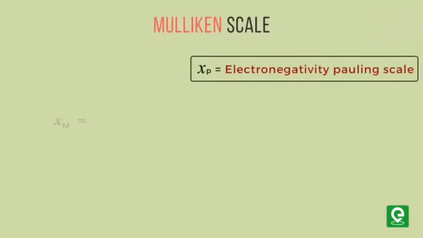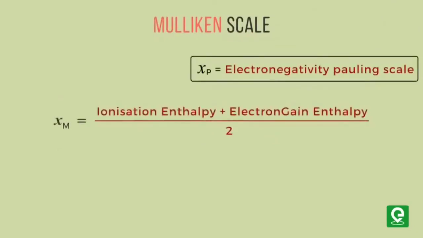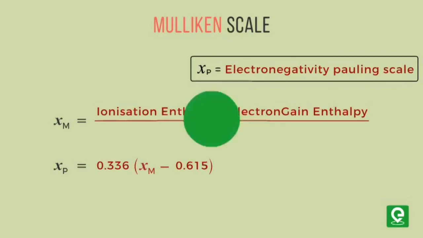Mulliken scale. Mulliken suggested that the value of electronegativity of an element should be expressed as an average of the values of the ionization potential and the electron affinity of the element. Also, electronegativity given by Pauling scale, Xp, is equal to 0.336 times Xm minus 0.615, where Xm is electronegativity given by Mulliken scale. This brings us to the end of our video on electronegativity.